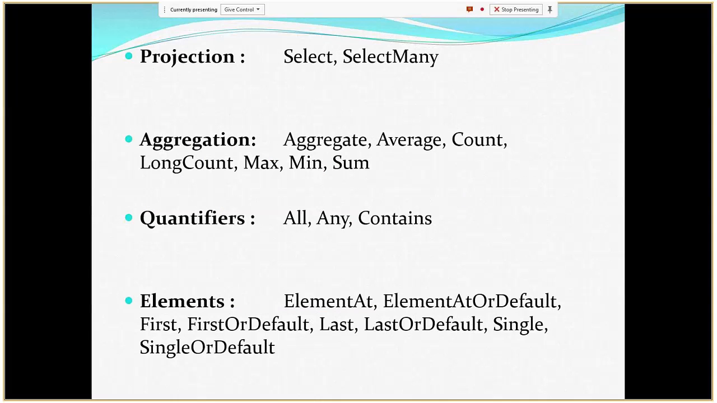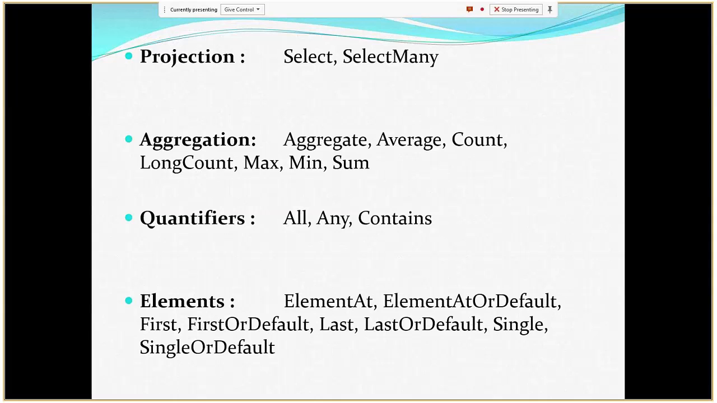Next we have projection operators. Projection is ultimately how we want to display our result set. We are always using the select operator or the select many operator. Select operator internally goes through one foreach loop. Select many operator will go through two foreach loops, meaning I want to display records character-wise. Okay, the main difference is select will go one foreach and select many will go two foreach.